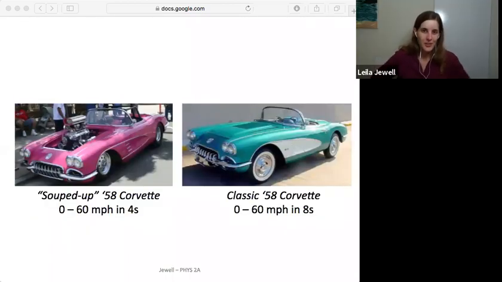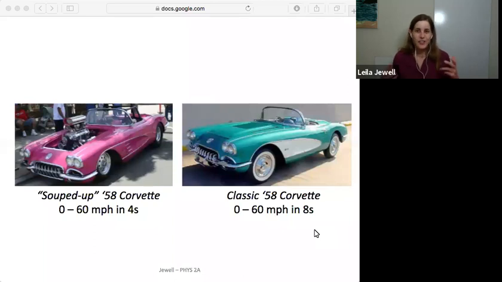All right, as we get into the last sections, I want you to take a moment to consider these two Corvettes. They're both 58 Corvettes. One of them is a souped up 58 Corvette. The other is just a classic. And notice beneath them, the pink one is 0 to 60 miles per hour in 4 seconds, while the teal one is 0 to 60 in 8 seconds.